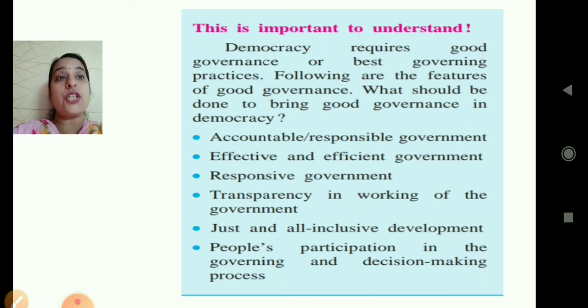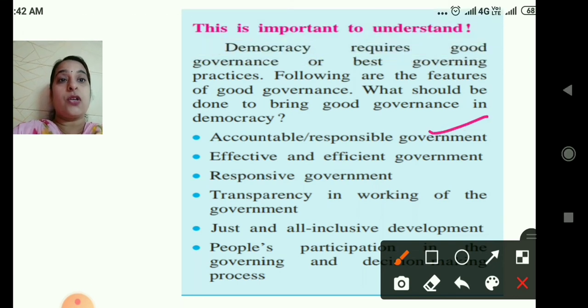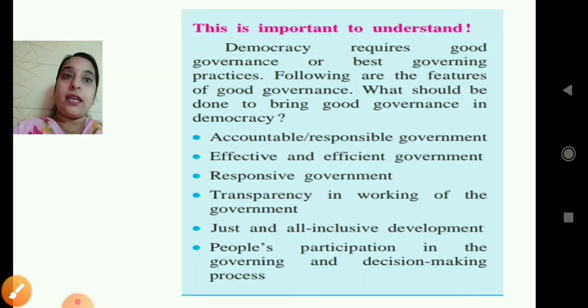Let us see what are the features of good governance. The features of good governance include accountable and responsible government. Accountable means it's answerable to the people. It should be responsible as well as effective and efficient in its working. Responsive government, and it should be transparent in its working. There should be no element of secrecy. So, transparency in the working of the government, just and all-inclusive development, where everybody should be equal. Then people's participation in the governing and decision-making process. So these are the features of good governance.